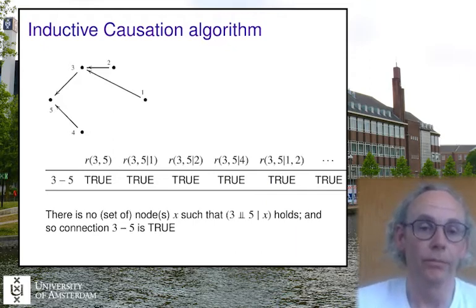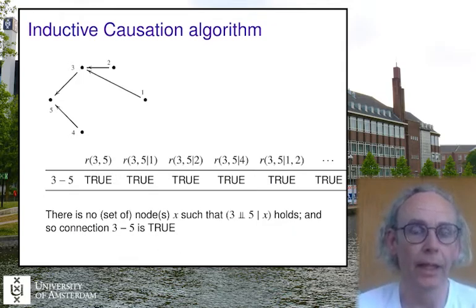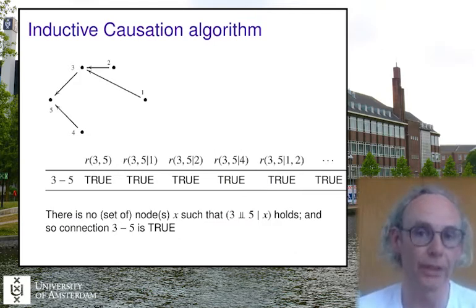So we know that there is no set of nodes, any combination of the other nodes, that takes away or explains away the correlation between 3 and 5. So there must be a connection between 3 and 5. This is what we know because we asked the oracle each time if there was a correlation, and yes, each time, for any combination of variables that we condition on, there was a significant correlation. So we know that there's a direct connection. We don't know the direction yet, but we start out with whether there is a connection.